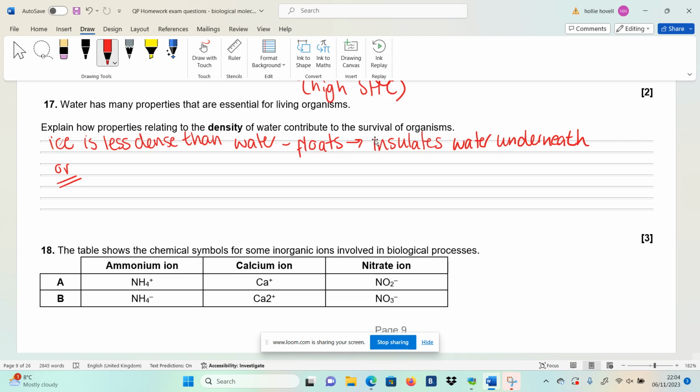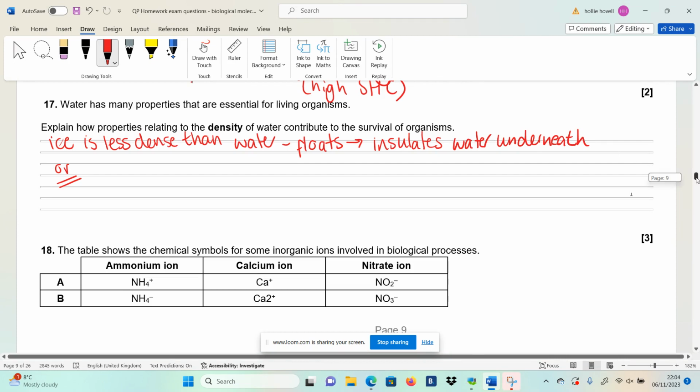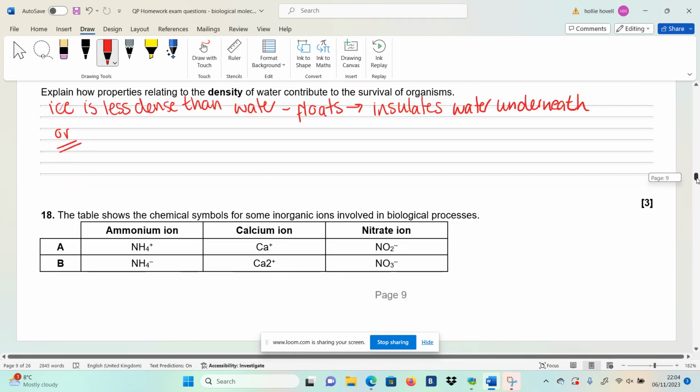I'm not going to write all that down because it's very, very similar. They did allow that, but it's a less traditional answer, a less common answer. It's much more likely that you'd think, right, density, ice is less dense than water, therefore the ice floats, therefore it insulates the water underneath, so the animals can continue to live in the water underneath without too much variation in temperature. Okay, that's probably where your answer would go.